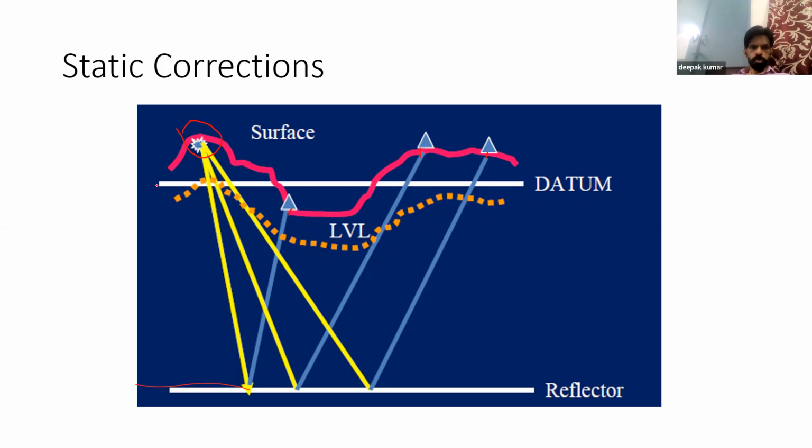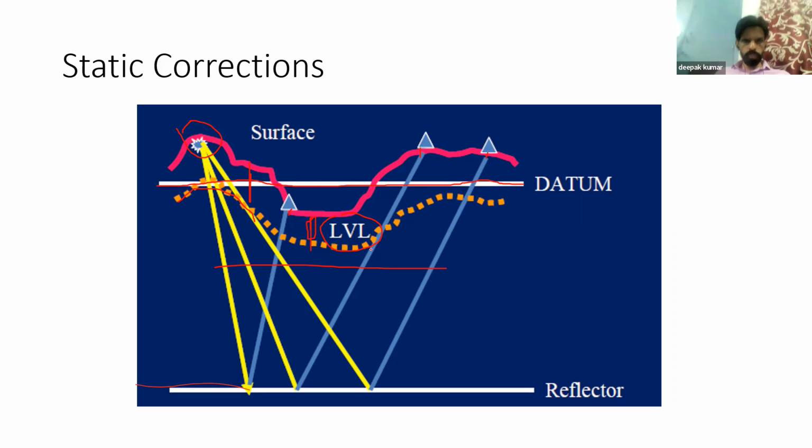So what we do is we choose one datum plane. See, this is the top surface and this is the first layer, the weathered layer. That means LVL. LVL is low velocity layer, because the velocity of the seismic wave is low in that particular layer or zone. This is because of the presence of a weathered layer, or the compaction or cementation is not that good. Generally, quartzite and such are found much deeper in the subsurface. On the top layer, this LVL is only because of the weathering of the soil.